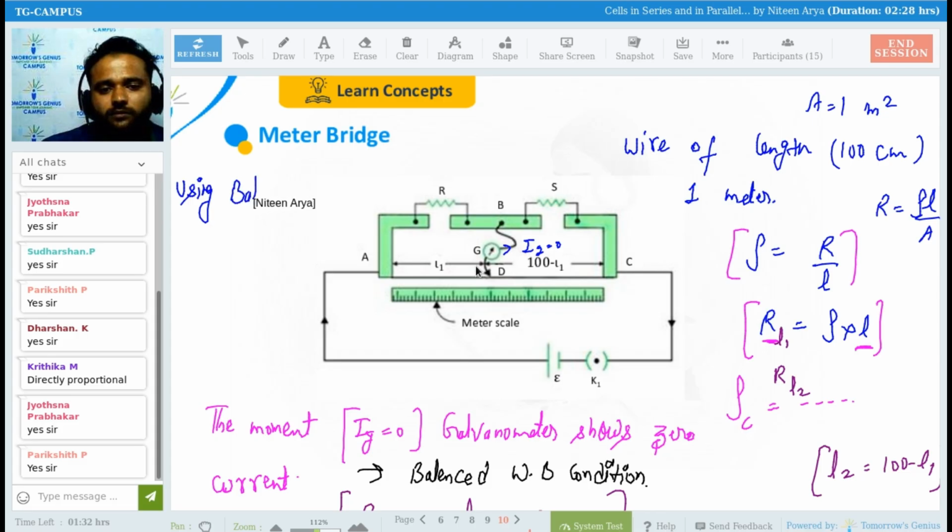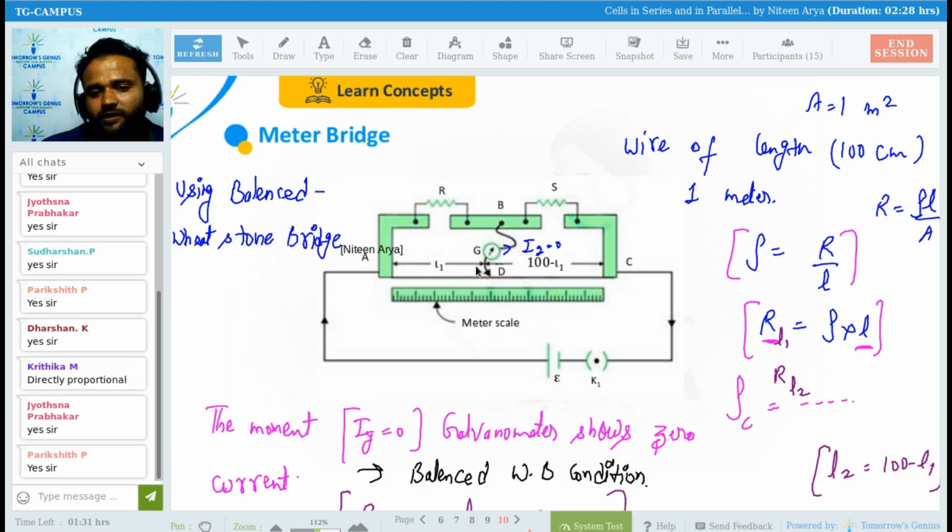Using balanced Wheatstone bridge condition.